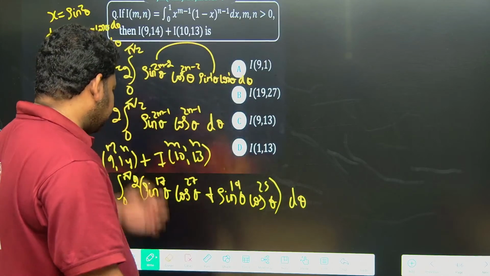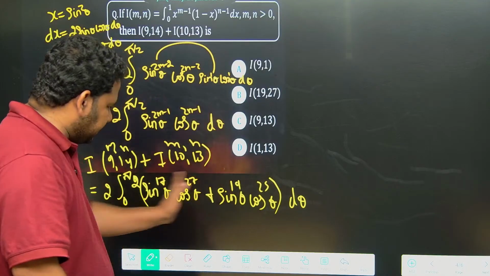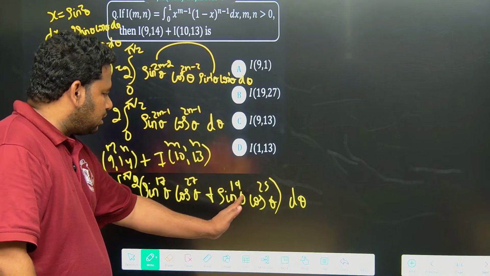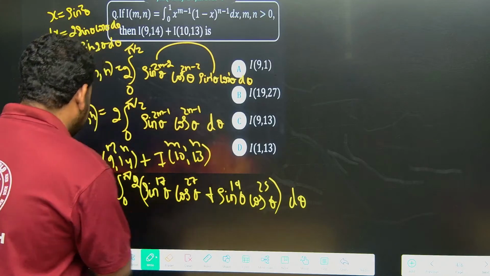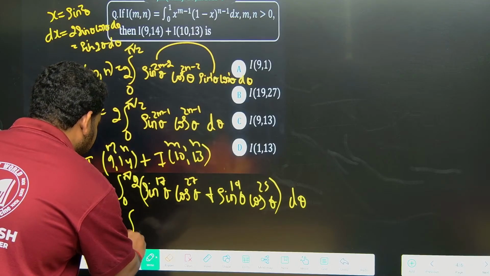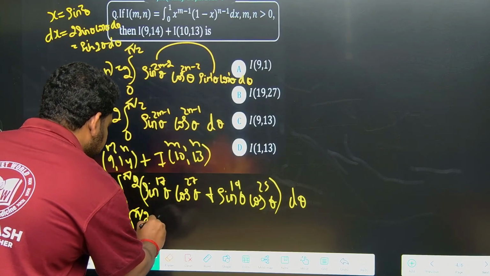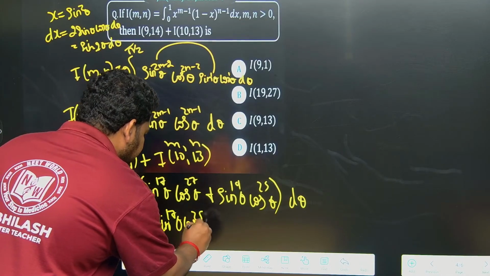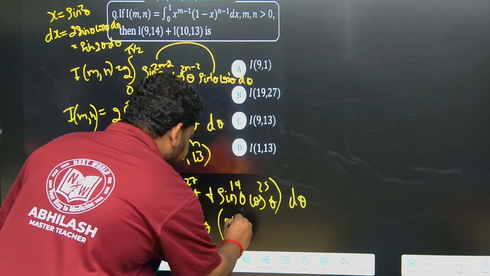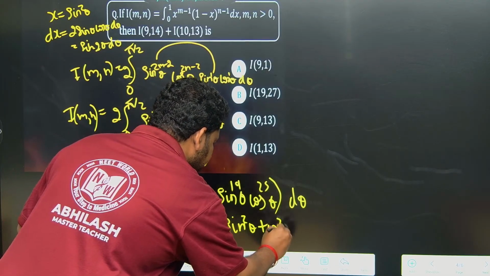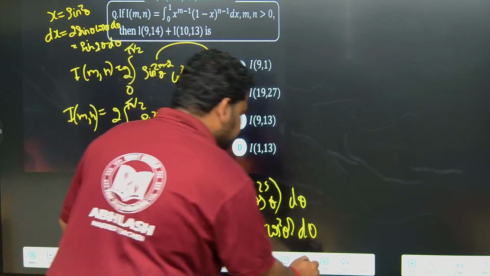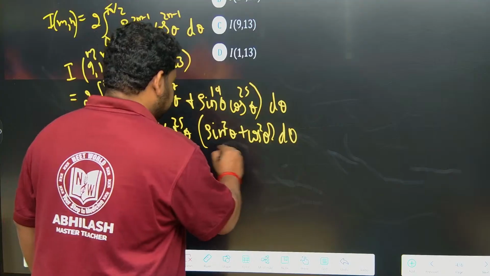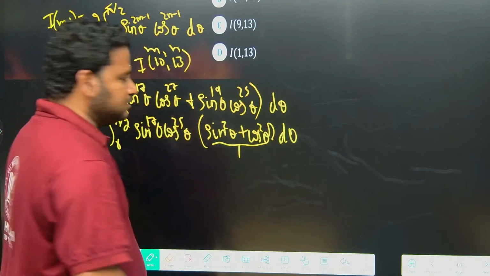Now if I take common, what can I take common? I can take sin power 17 theta common, and also cos power 25 theta common. If I take it as common, this will be 2 into integral 0 to pi by 2 sin power 17 theta into cos power 25 theta, times sin square theta plus cos square theta d theta. But we know that sin square theta plus cos square theta is equal to 1. I need not write this step, for your understanding I am writing it. So, this will become equal to 1.